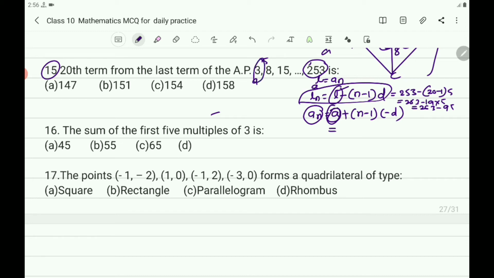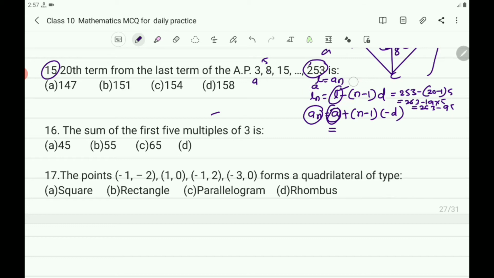Not this. This will not come here. If you take L, that d becomes positive and here you will get negative. If you take A, here minus d will be there. That is, this 8 minus 5 becomes minus 5. But in both cases, here L and A are same.